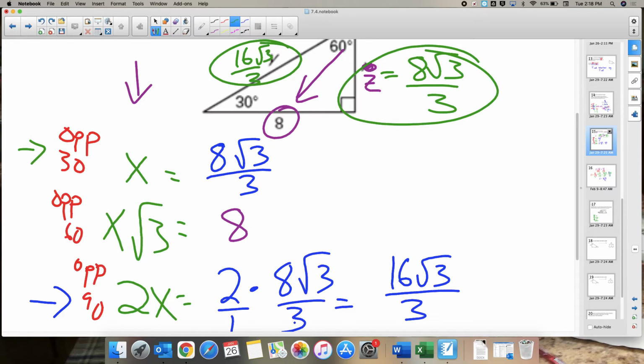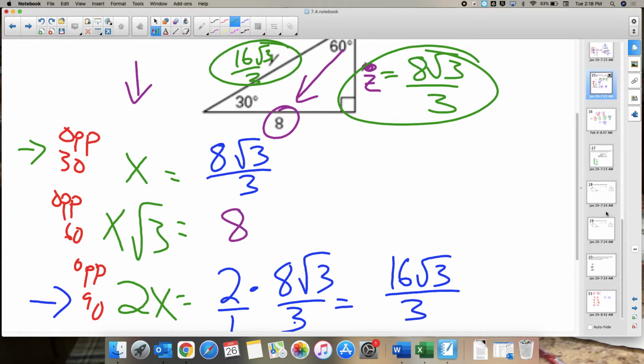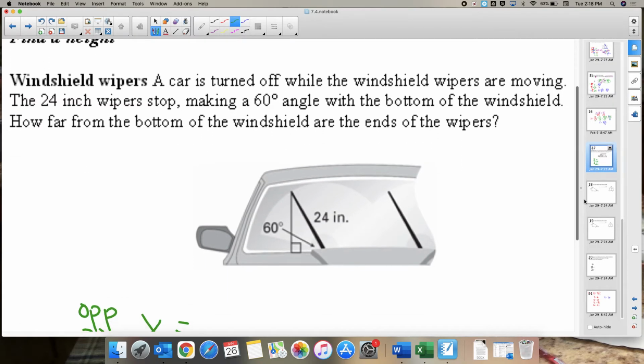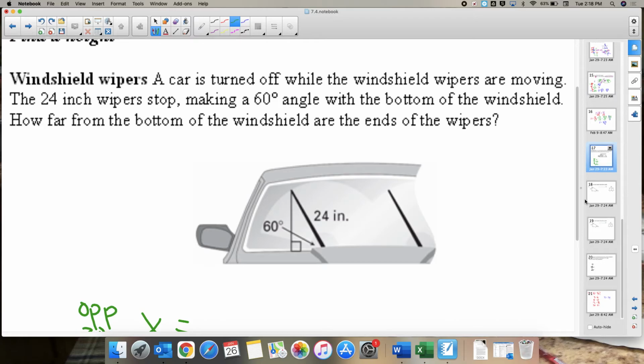A couple last examples to look at here. In our first one, it says a car is turned off while the windshield wipers are moving. The 24-inch wiper stops, making a 60-degree angle with the bottom of the windshield. It says how far from the bottom of the windshield are the ends of the wipers. So we want to know this length right here. I'll call it h.